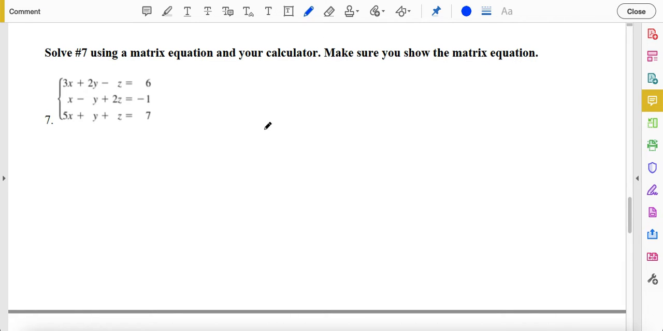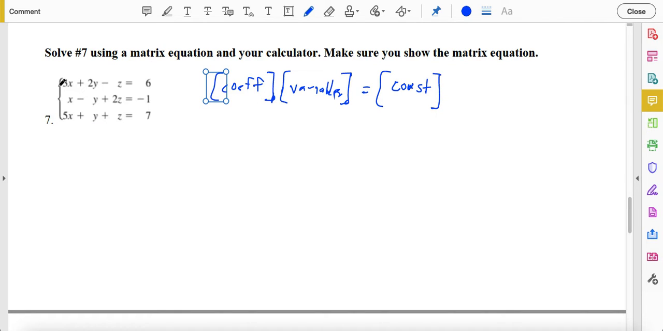All right, so here's the quiz key part 2. So we're solving number 7 using a matrix equation and a calculator. Make sure you show the matrix equation. So the matrix equation that we're showing here, remember it goes the coefficient matrix times your variable matrix equals the constant matrix.